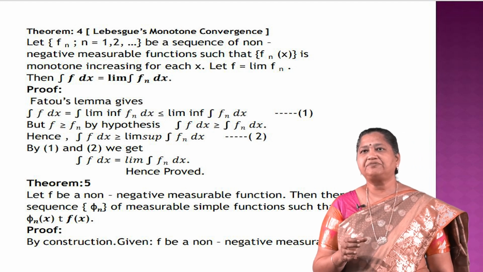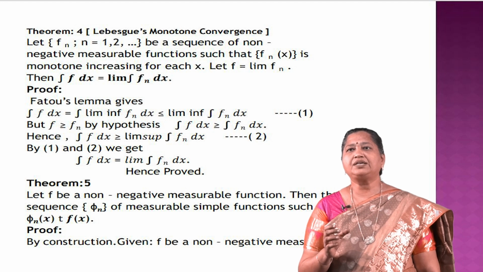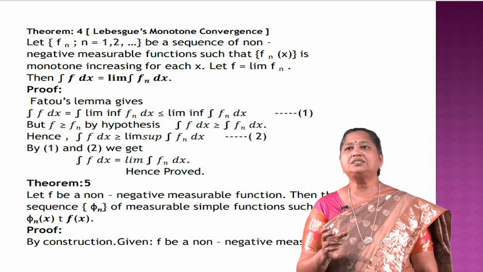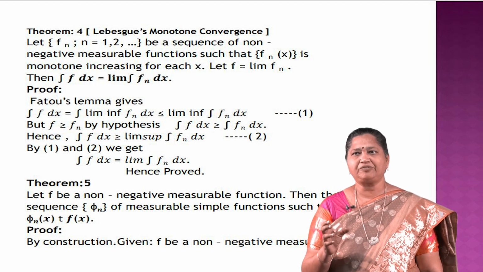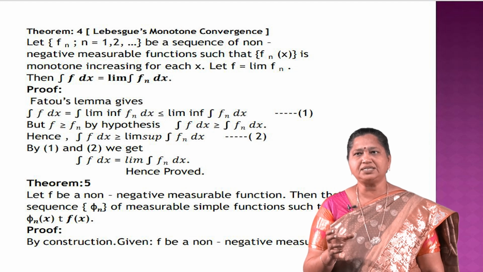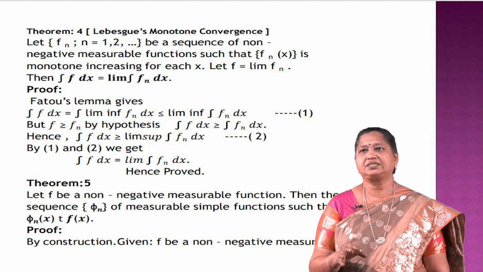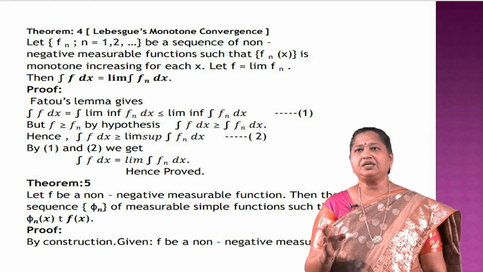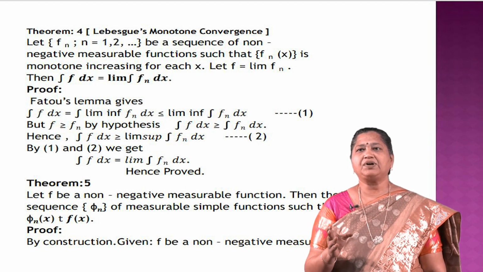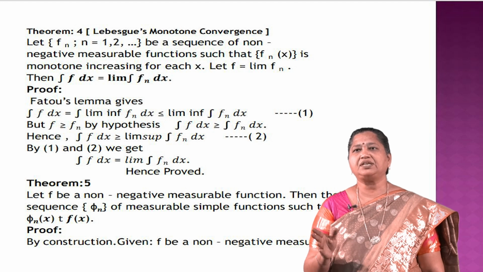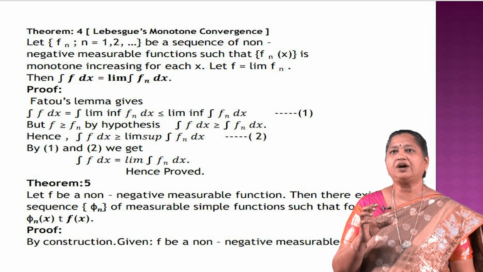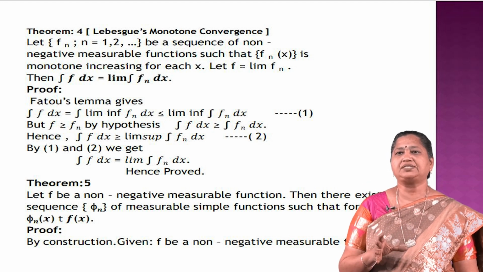So the next one, Theorem 4, the Lebesgue monotone convergence theorem. Let f_n, n equal to 1, 2, 3 and so on to infinity, be a sequence of non-negative measurable functions such that f_n(x) is a monotonically increasing sequence for each x. Let f equal to the limit of f_n. Then prove that the integral of f dx is equal to the limit of the integral of f_n dx. For proving this result, we have to take Fatou's lemma result.